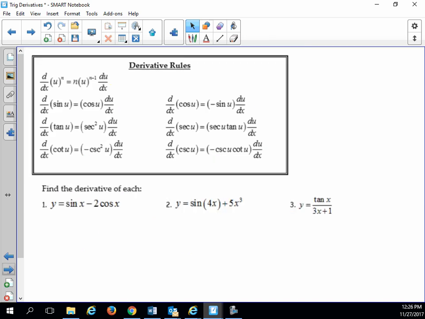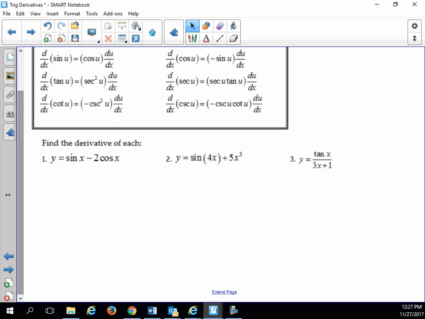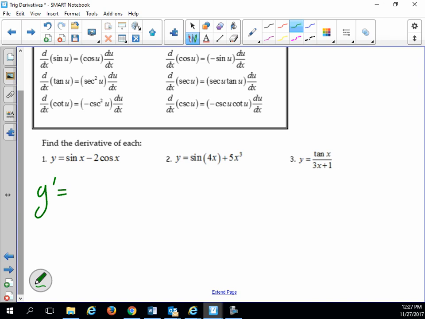So let's talk about the first example that we have. I have 3 of these, sorry. The first one says, find the derivative of y equals sine of x minus 2 cosine of x. Well, the derivative of sine of x, so y prime equals the derivative of sine of x, it's just plain cosine of x, minus the derivative of cosine of x, which is negative sine of x. The 2 is just hanging out there, so I have cosine of x minus 2 minus sine x, correct?